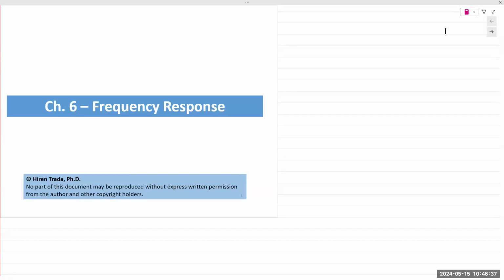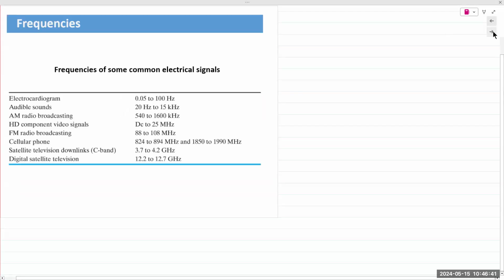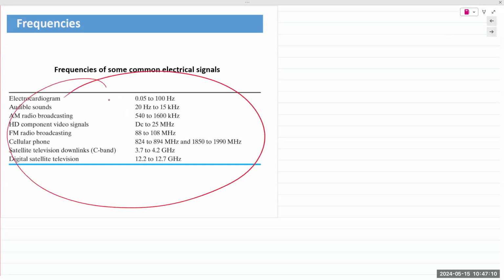Okay, frequency response. So in this chapter, we have to adjust our thinking a little bit. As the title of the chapter suggests, we are going to use multiple circuits, and we'll study the response of these circuits depending on the incoming input frequencies. So we're going to study the frequency response of multiple circuits. So before we do that, I always like to introduce the common signals that we use in everyday life.